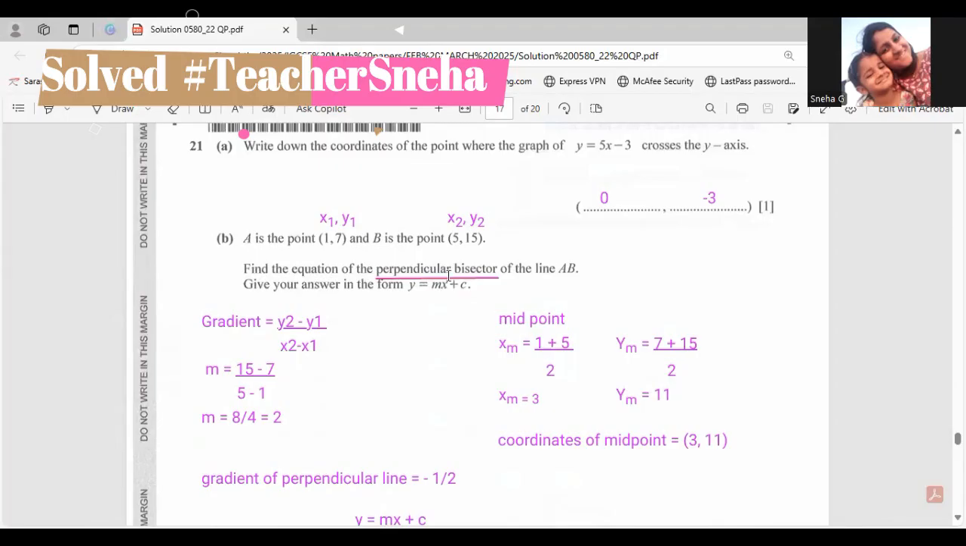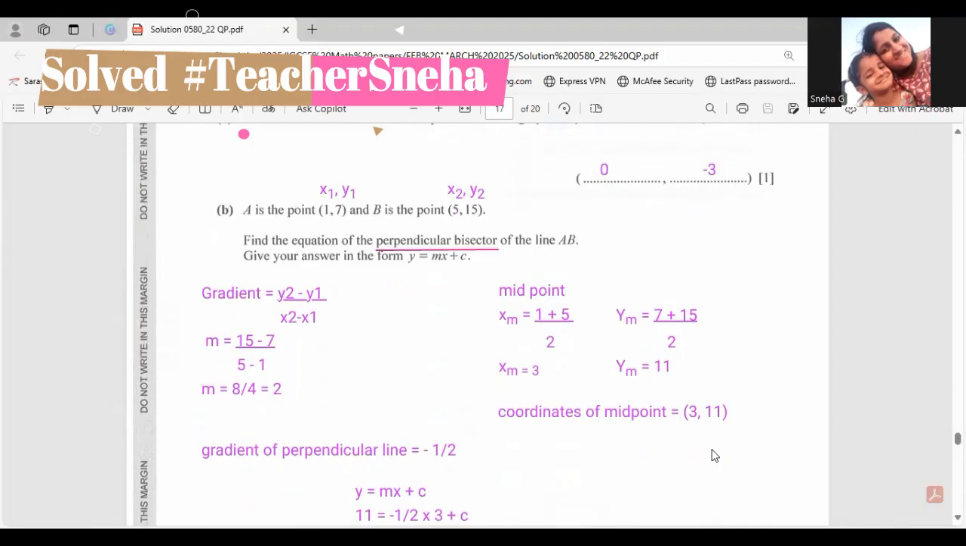Now, since it's a perpendicular bisector, we also need to know the midpoint of the two given points, A and B. So, we will work out the midpoint using the midpoint formula: add x coordinates, divide by 2, add y coordinates, divide by 2. The midpoint here is 3 and 11. So the x coordinate of the midpoint is 3, the y coordinate is 11. And the newly formed perpendicular bisector line is going to pass through this point because, since it's a bisector, it will pass through the midpoint.